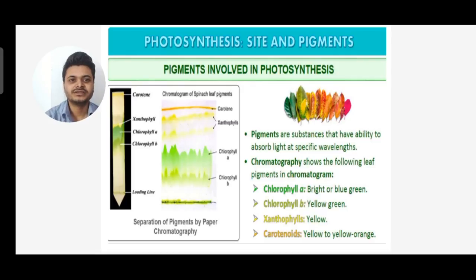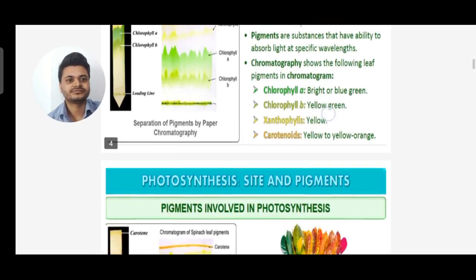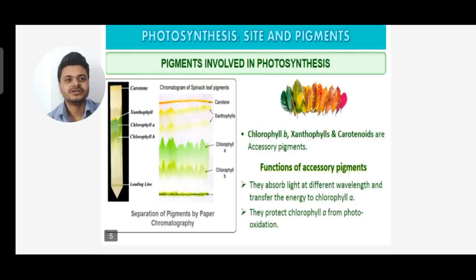You can see the chromatography paper shown in the middle of the picture. You can see the location of chlorophyll B, then chlorophyll A, then xanthophyll, then carotene. On the left-hand side the chromatography picture is also given. You can see the loading line, chlorophyll B, then A, then xanthophyll, and then carotene. So chlorophyll B, xanthophylls and carotenoids are accessory pigments.